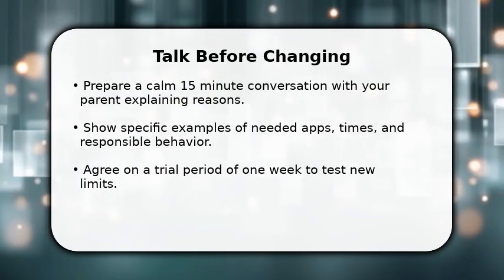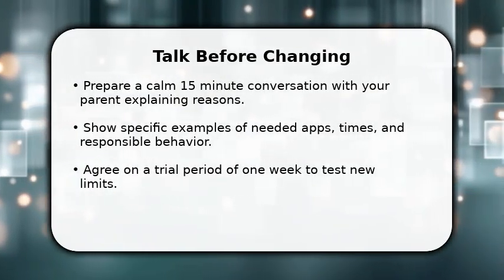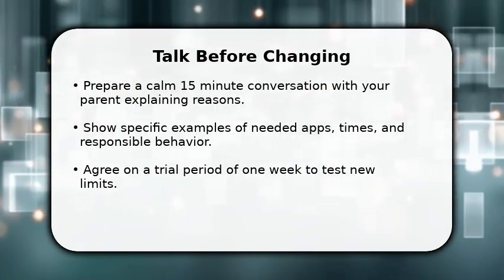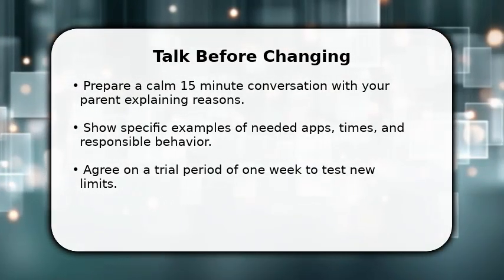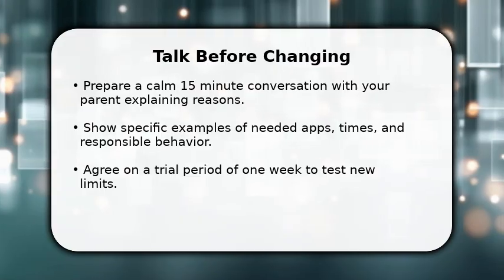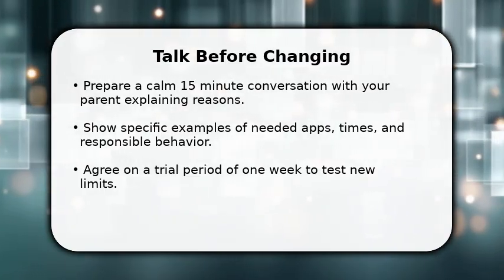Start by planning a calm, clear conversation with your parent or guardian. Schedule about 15 minutes at a neutral time for both of you. Write down the apps and services you need and why they matter for school or social needs. Offer examples of responsible behavior and how you will follow new rules.